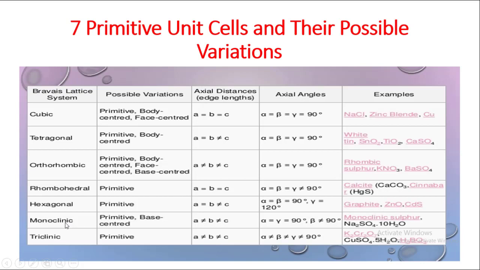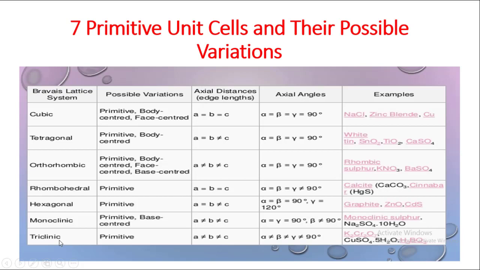Next, coming to the monoclinic system, the possible variations are primitive and base centered. The edge lengths are all different, that is, they are not equal to one another. The angles alpha and gamma are equal to 90 degrees, while beta is not equal to 90 degrees. Examples are monoclinic sulfur or sodium sulfate decahydrate.